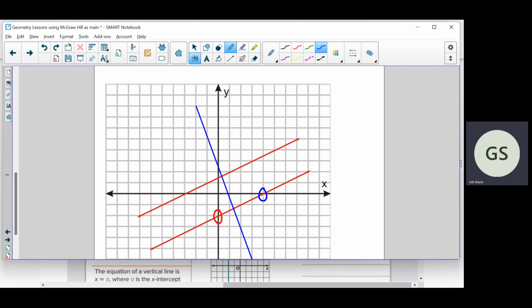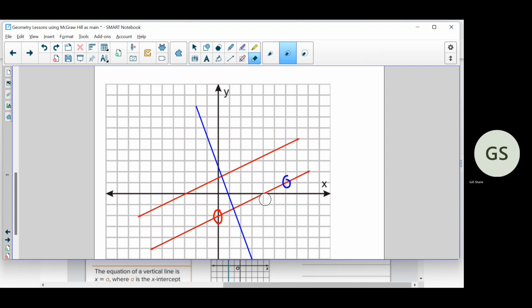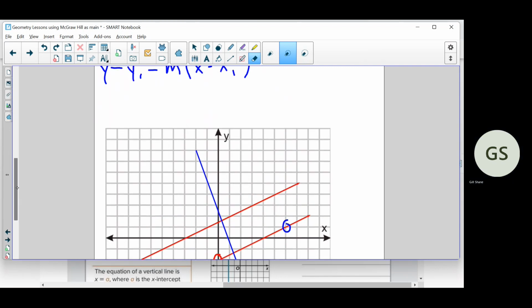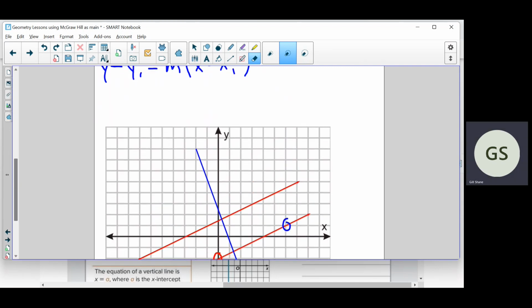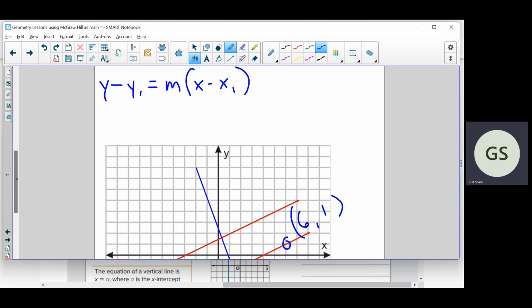I'm going to pick this point. Let's pick that one. I don't want to use the 0. I want you to see a number. There's a reason why. So we'd say 1, 2, 3, 4, 5, 6, 1. So that point that I just picked is 6, 1. There's my x value, and there's my y value I'm going to use for this.